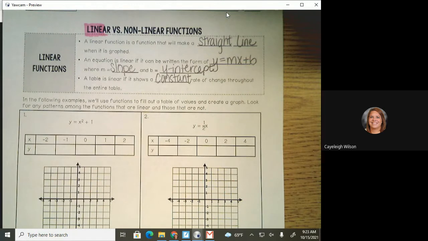You may want a calculator if you don't have one. There's some up here in the box.